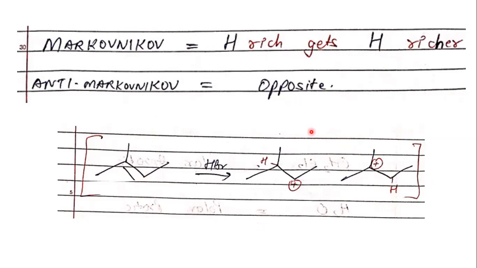The rule to remember is that the hydrogen-rich carbon gets hydrogen-richer, but the actual chemistry behind it is that the tertiary carbocation is far more stable. That is why hydrogen goes to the carbon that leads to the formation of a tertiary carbocation, and it also attaches to the carbon which already was proton-rich. This carbon had 1 proton, this carbon had 0 protons. So as per the Markovnikov rule, the H was attached to this carbon.